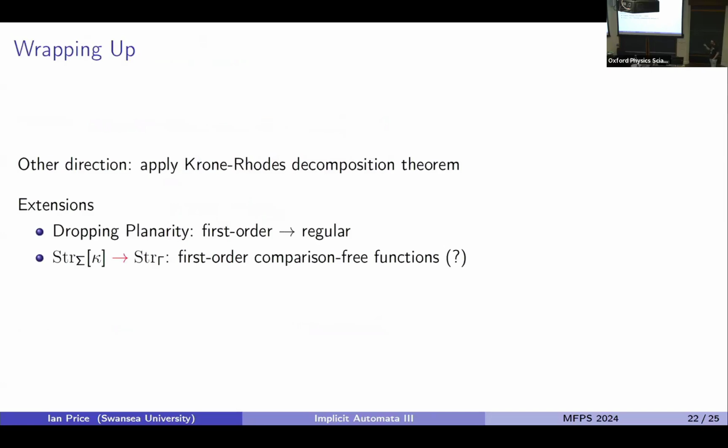So the other direction is applying this sledgehammer called the Krohn-Rhodes decomposition theorem. Basically what it says is you take your automata, you apply this, it splits up into a composition of nice automata, and then you just check that nice automata are representable by lambda terms and that nice ones compose. And they do. Read the paper. If you're interested, dropping planarity would give you an actual compact closed category, and then the result just lifts from first order to regular transducers.